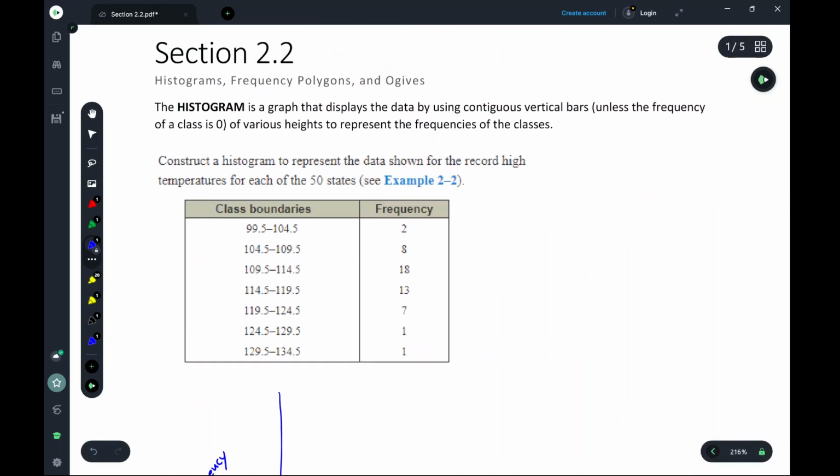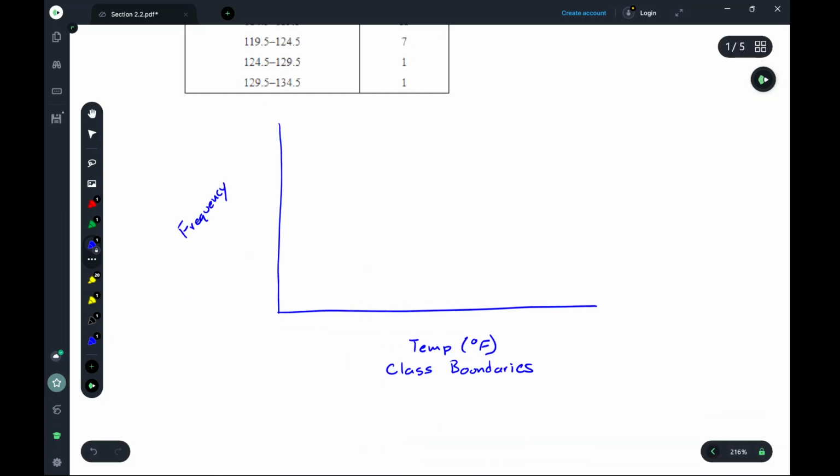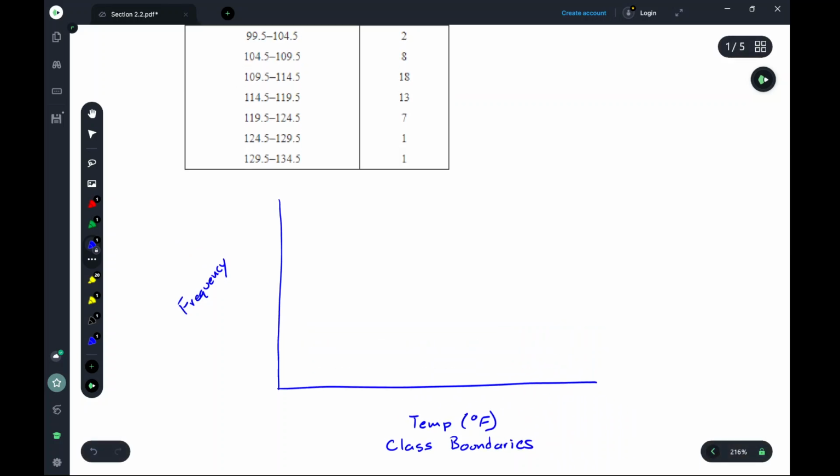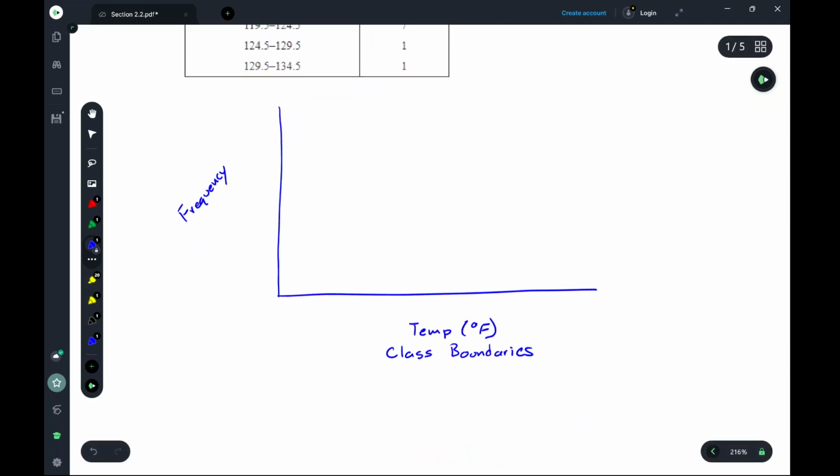So how do we set this up and how do we construct the histogram? It says again that the histogram is contiguous vertical bars. So we're going to have a whole bunch of vertical bars right next to each other that show their relative size or their relative frequency to every other class. Here's how this is going to work.